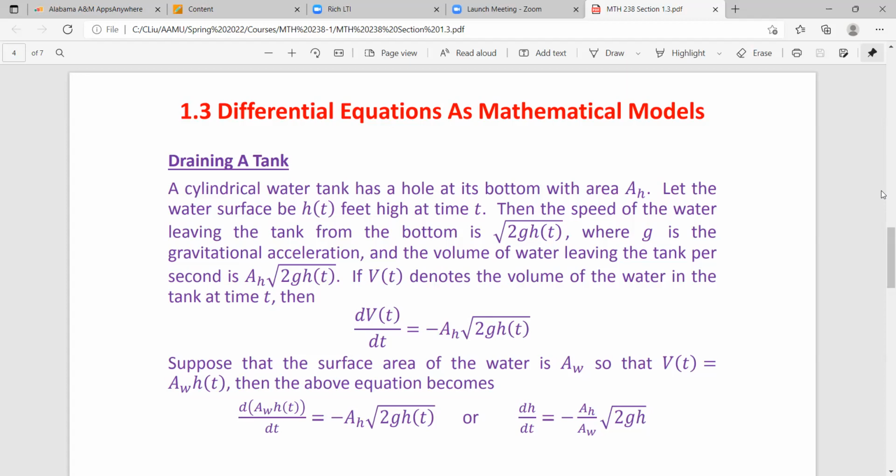Does it make sense? Just imagine you have a tank, you have a leak underneath with a small hole, then you can set up the equation pretty easily in this way, right?